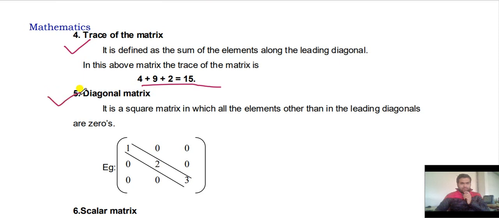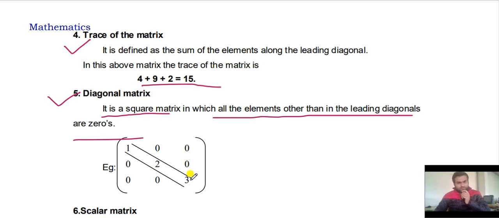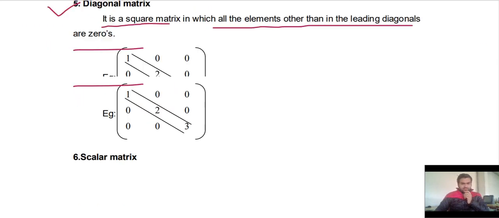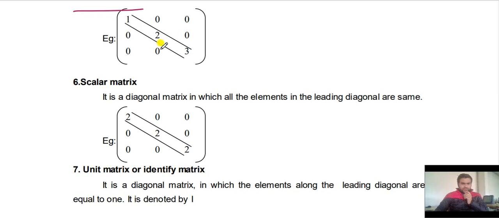Next, the diagonal matrix. A diagonal matrix is a square matrix in which all the elements other than the leading diagonal are 0. It means the diagonal elements are not 0 but all other elements are 0. That type of matrix is called a diagonal matrix. You can see in this leading diagonal all the elements are non-zero but the remaining elements are 0. So this type of matrix is called a diagonal matrix.